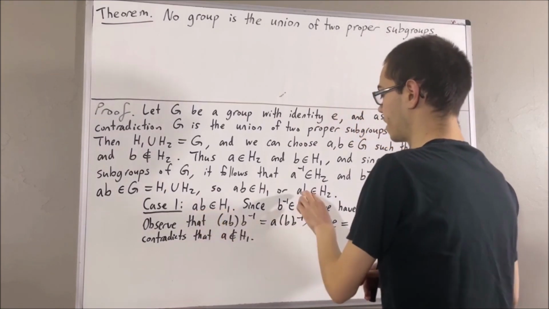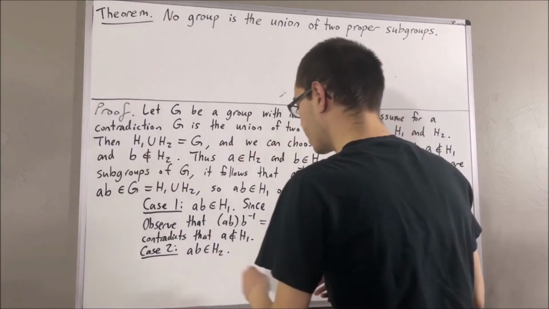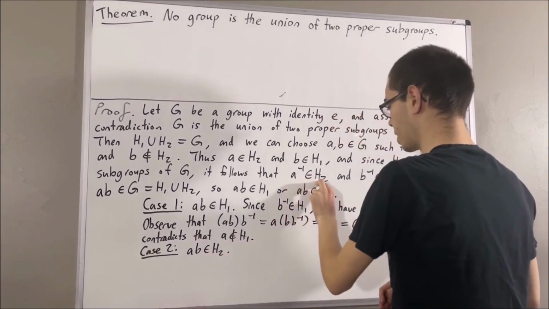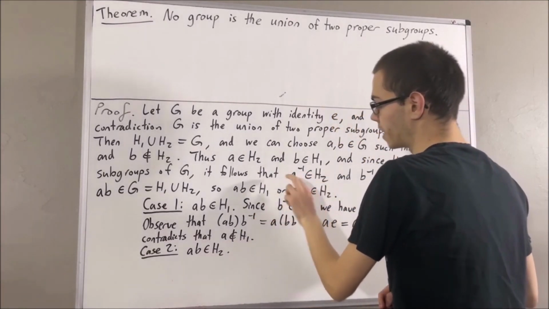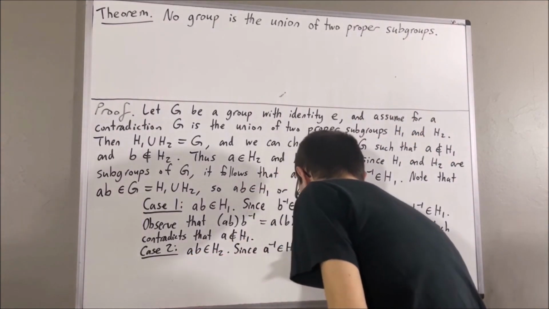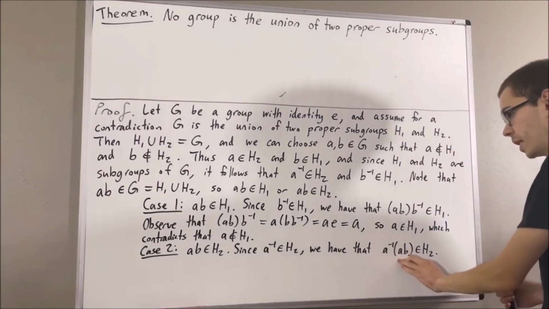Now let's consider the case that AB is an element of H2. Well, in this case, since AB is an element of H2 and the inverse of A is an element of H2, that tells us the inverse of A times AB is an element of H2. But we can simplify this down to B.